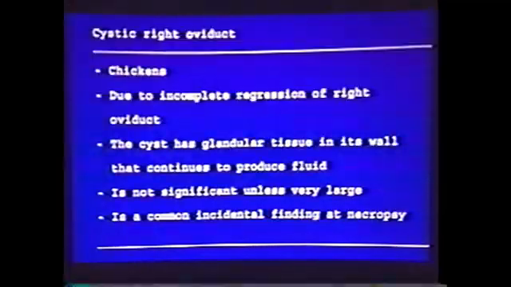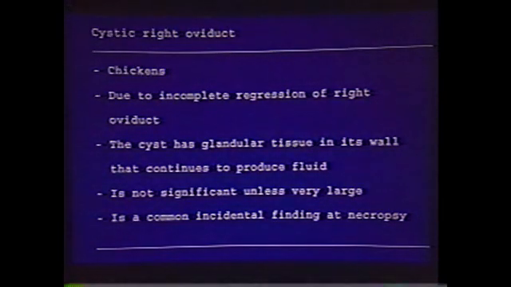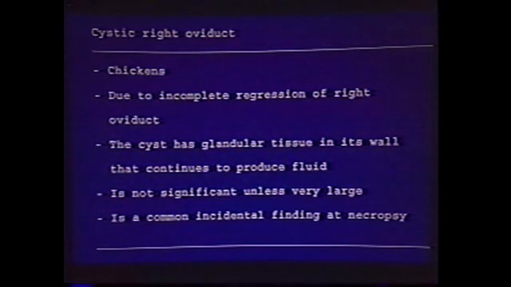From outside it looks like a cyst like this, so it looks like ascites, but it should not be confused with ascites. That's because of a big cyst. This was a laying chicken. That cyst still contains in its wall glandular tissue that continues to produce fluid and eventually becomes so large.